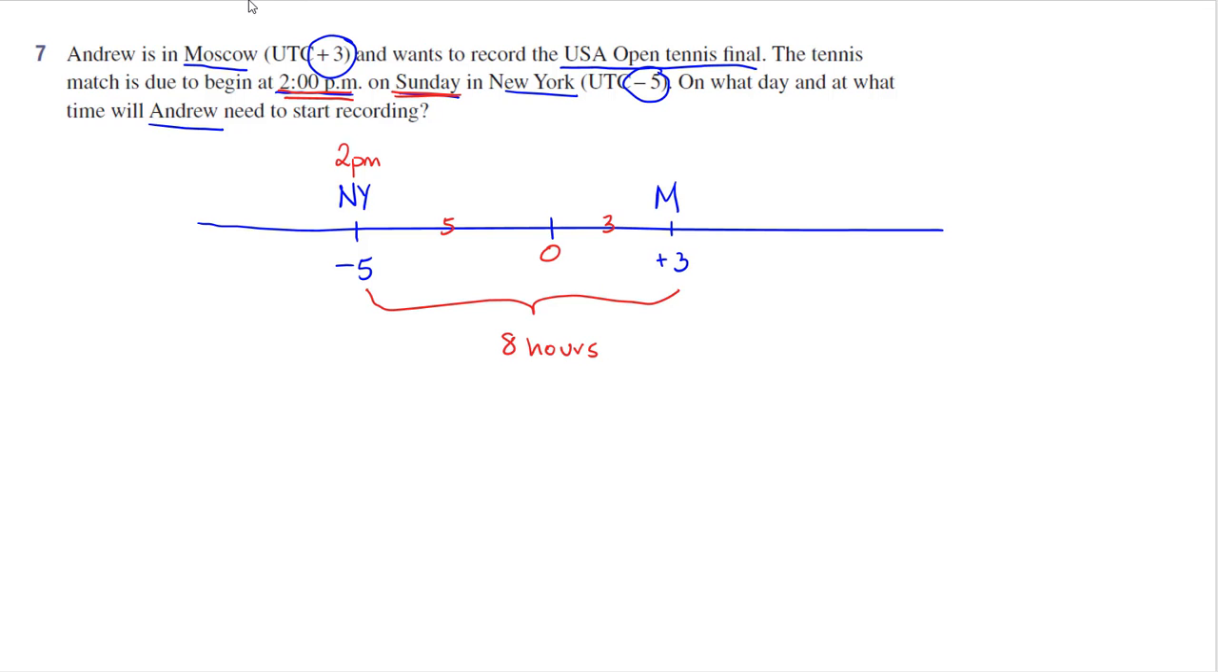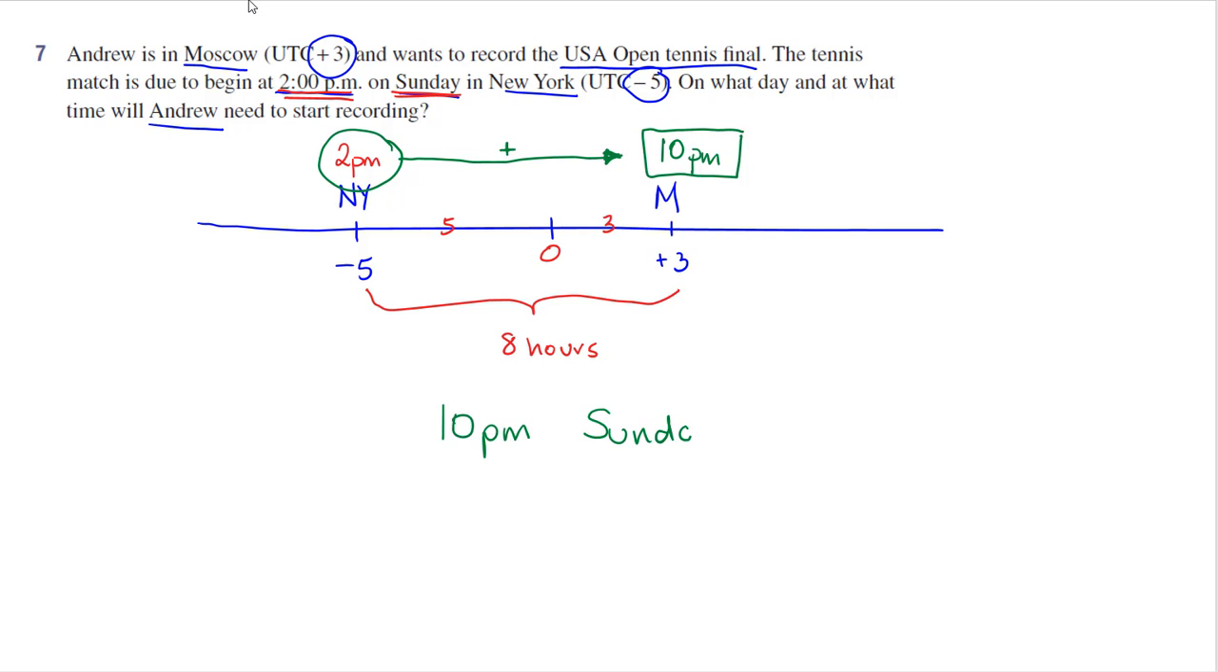We want to know the time in Moscow for that recording to happen, so we want to know the time in this direction. That means we're going to add the time difference to 2 p.m. So 2 p.m. plus 8 hours, that's going to give us a local time in Moscow of 10 p.m. at night. So on what day and at what time will Andrew need to record? Well, we haven't clicked over to the next day, so it will be Sunday, and so the correct answer there will be 10 p.m. on Sunday. And if you like, you could write Sunday night.